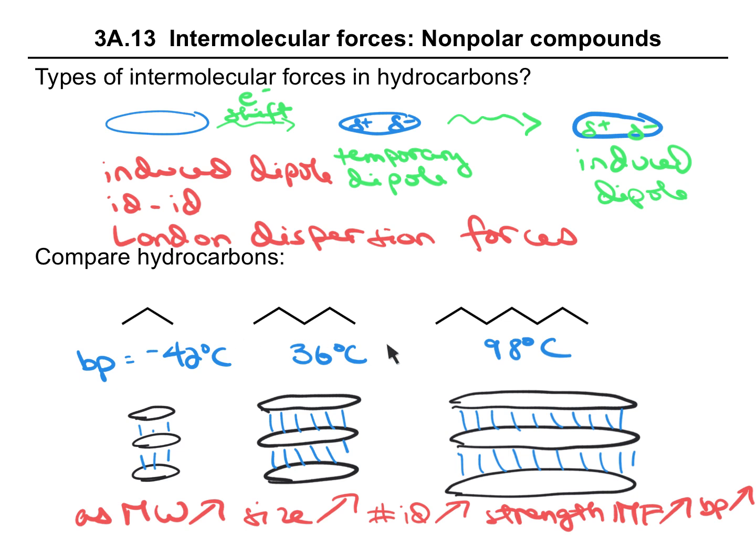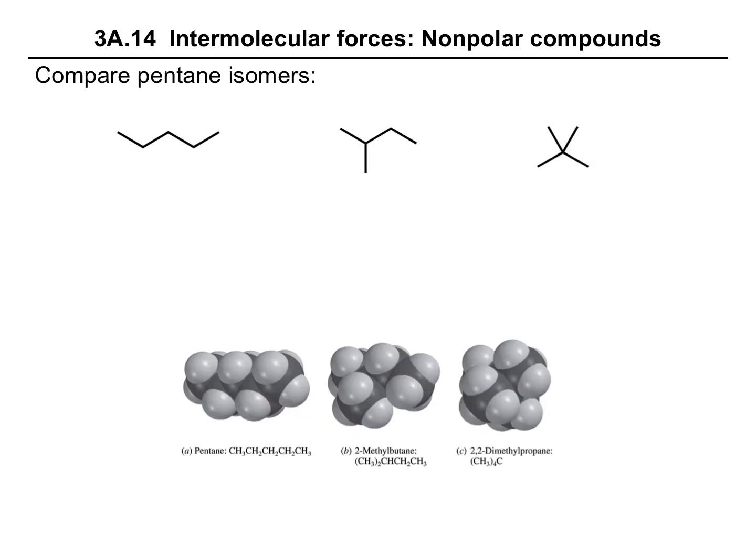So even when we have molecules that are held together by the same intermolecular forces, there are factors that are going to make them weaker or stronger. And so with induced dipole or dispersion forces, the bigger the molecule, the stronger the intermolecular forces, and so the higher the boiling point. Let's continue to look at intermolecular forces in nonpolar compounds, and now we're comparing pentane isomers. So remember, these are constitutional isomers that have different connectivity, but the same molecular formula, so the same molecular weight.